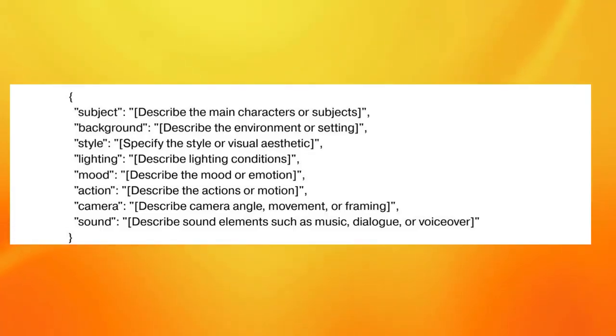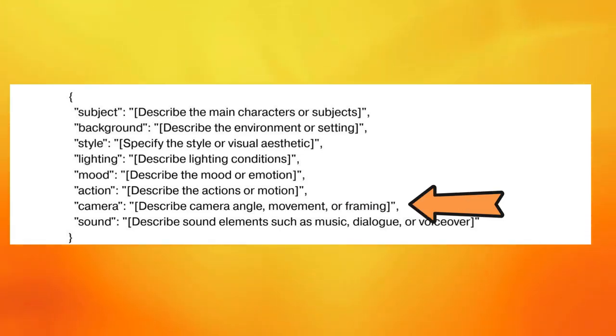So those are the standard parameters. Next, I'll explain my own created parameters. In my structured JSON style prompt, I use subject, describe the main characters or subjects in detail. Background, describe the environment or setting. Style, specify the style. Do you want it cinematic or cartoon? Lighting, describe the lighting conditions. Mood, describe the mood or emotions. Happy mood, joyful mood, and so on. Action, describe the actions or motion. They are moving, they are dancing.